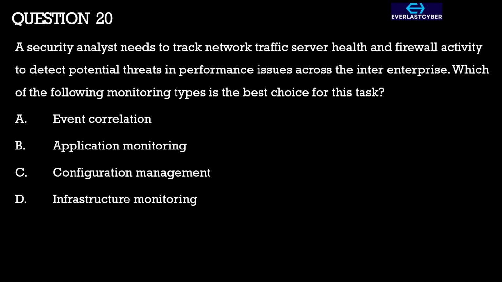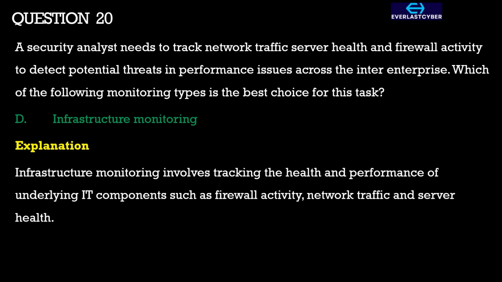Event correlation is a process that analyzes and correlates events from multiple sources in order to identify patterns, but it is not actually a monitoring type. Application monitoring focuses on monitoring the performance and availability of software applications, but not the underlying network or server infrastructure. Configuration management manages and tracks configuration changes in IT systems rather than real-time health or performance monitoring, while infrastructure monitoring involves tracking the health and performance of underlying IT components such as the network traffic, firewall activity, and server health. So this monitoring type helps to detect performance issues and also potential security threats across the enterprise's infrastructure. So our answer here is option D.